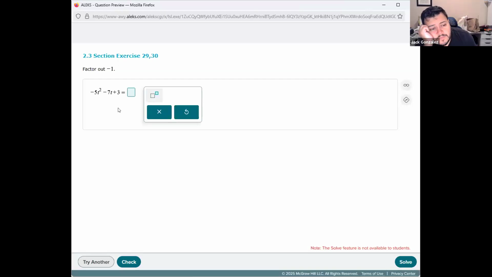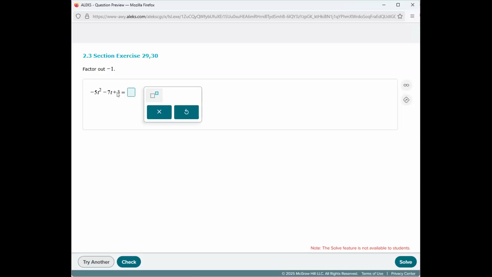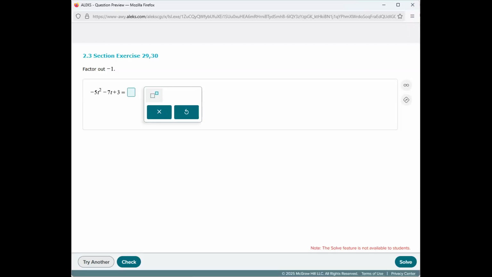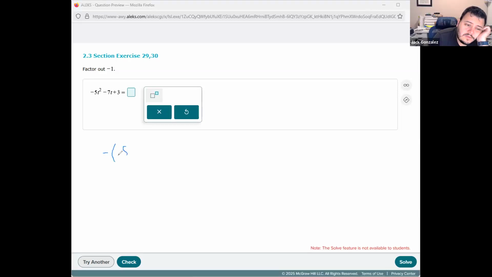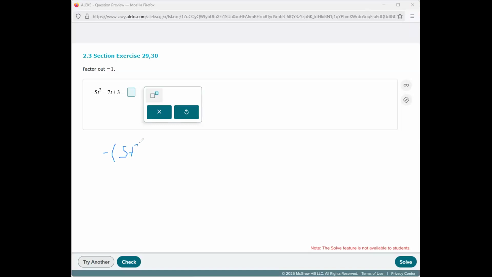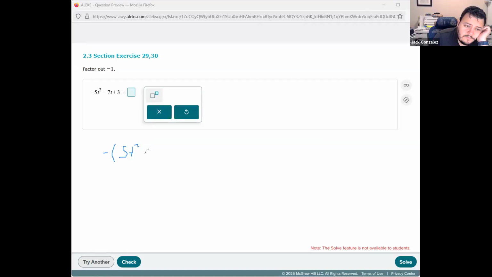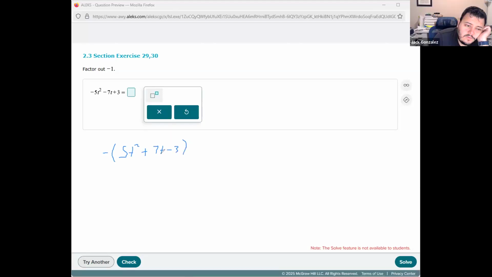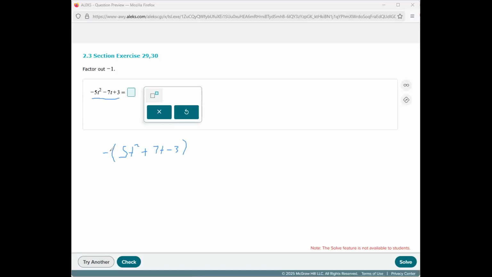Oh, one quick thing. If you factor a negative, just put the negative in front and swap out your signs. That's it. If you put the minus out in front, everything will turn opposite. So originally we had -5, -7, +3. Now we have +5, +7, -3. So you just swap them.